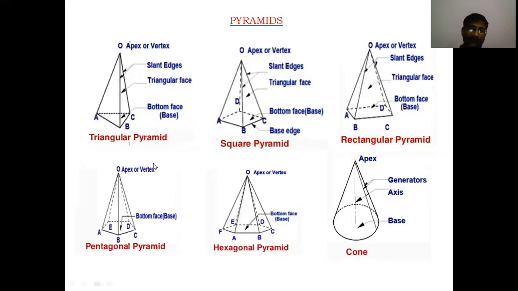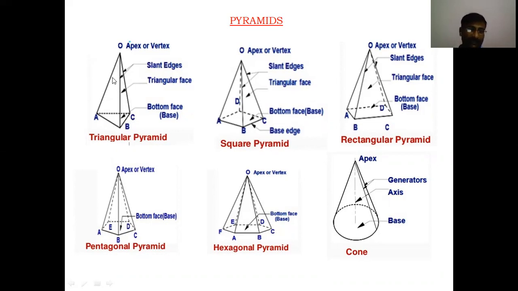Coming to the pyramids, these are all under pyramids. A pyramid has only one base. Clear? A pyramid has only one base and one apex point. This apex point is connected to the corners of the base by the slant edges. These are the slant edges. These three are called triangular faces. Two are visible here.